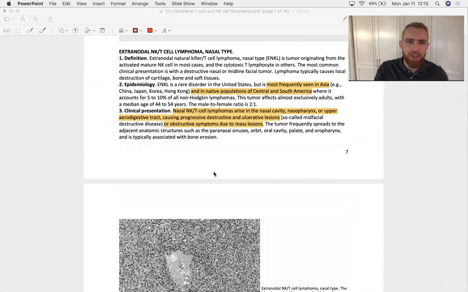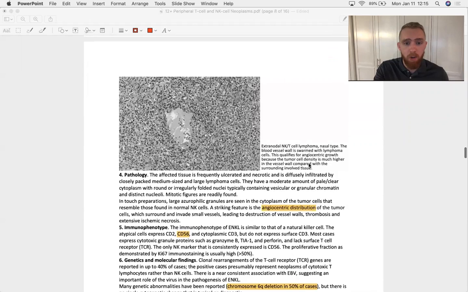Extranodal NK/T cell lymphoma, nasal type. All right. So most frequently seen in Asia, and native populations of Central and South America might be important. Here's the money shot. Nasal NK/T cell lymphomas arise in the nasal cavity, nasopharynx, or upper aerodigestive tract, causing progressive destruction and ulcerative lesions or obstructive symptoms due to mass lesions. That's basically all you need to know about this thing.